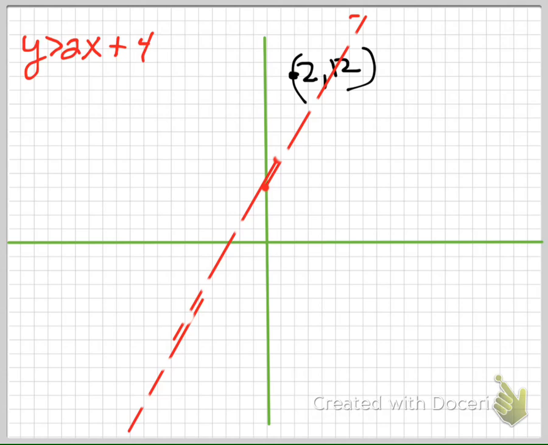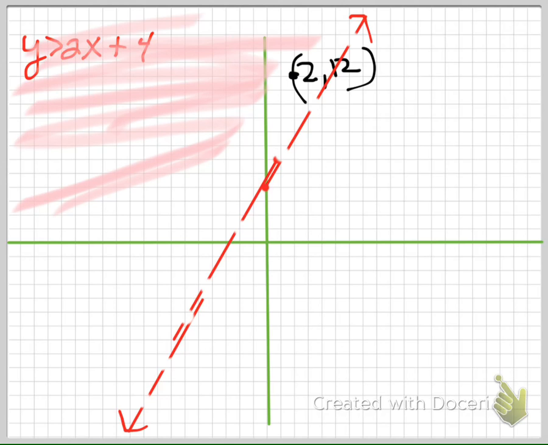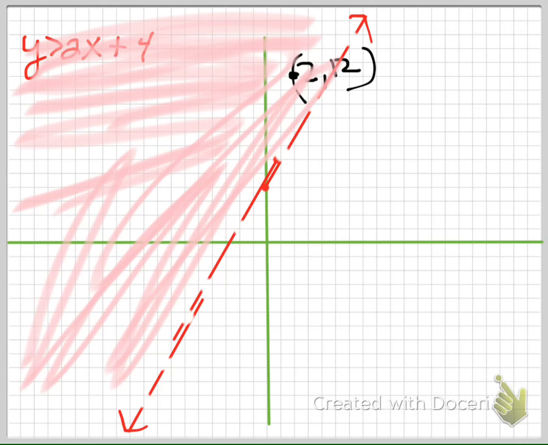Where will I shade? Is it less than or greater than? Oh, you do the bottom because it's less than. Look at that again. It's greater than, so the top. So we're going to shade up here. Okay? Let's graph the other one.